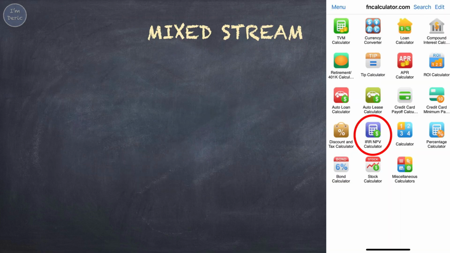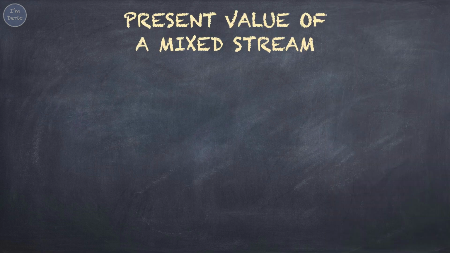Next, the third pattern of cash flow is a mixed stream. For this type of calculation, you will need to use the NPV calculator. Let's look at this question.